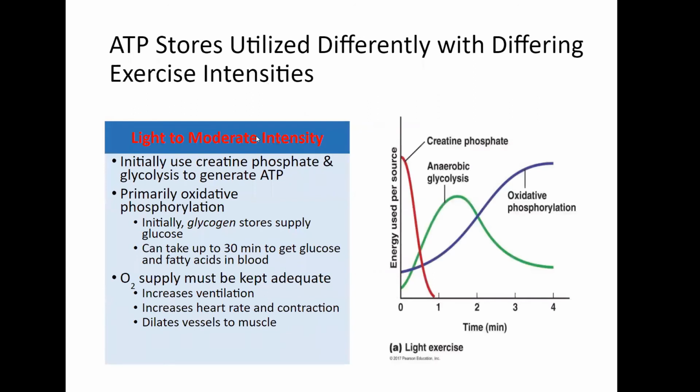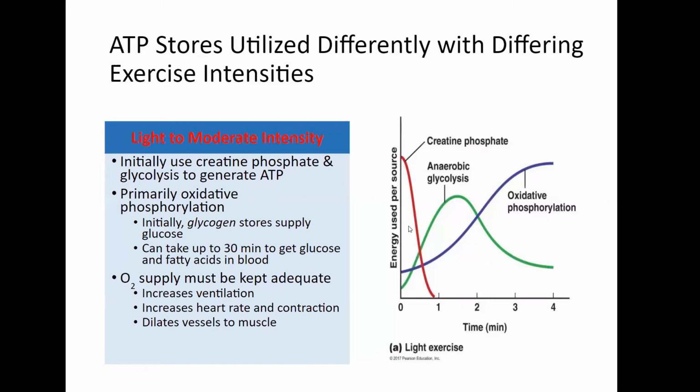Okay, so ATP stores are used differently depending on the intensity of your exercise. So we're going to see different things happening with light or moderate activity versus super heavy intensity activity. Regardless, we are going to be able to chart what source of energy we're using as time goes on. So here we can see this chart, and we have time on the x-axis, and we have the energy that we're using from each of these sources on the y-axis.